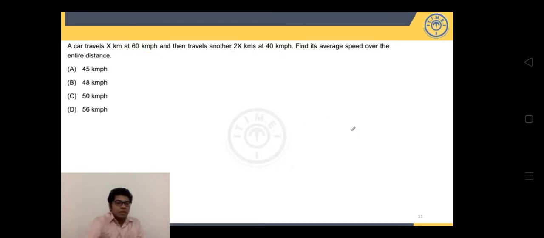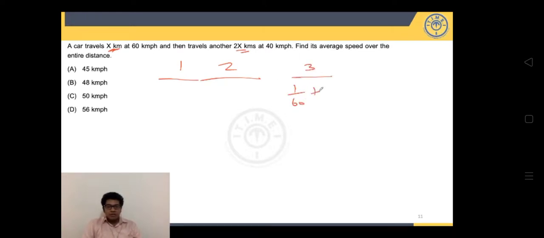Okay, right? So we have distance x, so this is one part. Next it is two parts. Here I am not bothered about the distance. I am just bothered about the ratio of the distances. He's traveling one part at 60 kilometers per hour and two parts at 40 kilometers per hour. The total distance will be three parts. So 3 divided by total time: 1 by 60 plus 2 by 40. If we simplify this expression, I'll have 45 kilometers per hour. Hence the average speed will be 45 kilometers per hour.